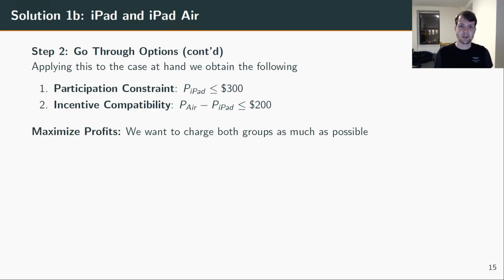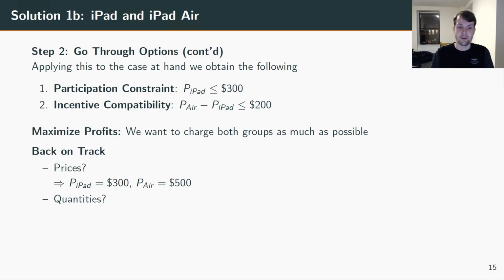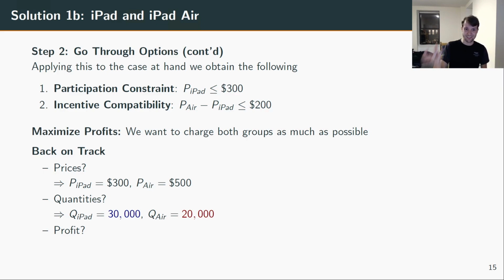Now we want to charge as much as possible. How do we do that? Well, we make both of these constraints binding. That means the iPad we're going to sell for 300 and the iPad Air for 200 more, so 500. Those are the prices. Quantities. Now we get the nice outcome that the iPad is going to be bought by students, 30,000 of which there are, and the iPad Air is going to be bought by professionals, and there are 20,000 of those.